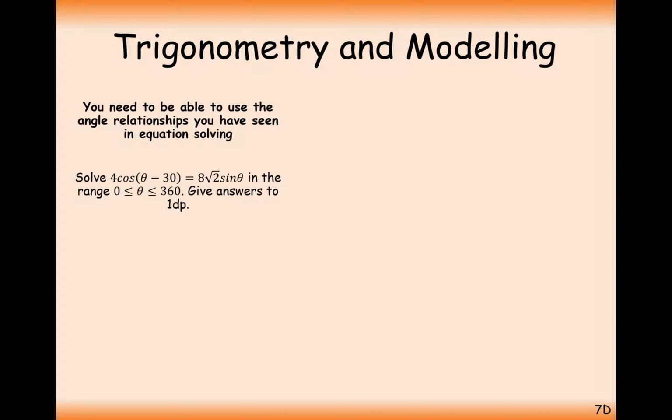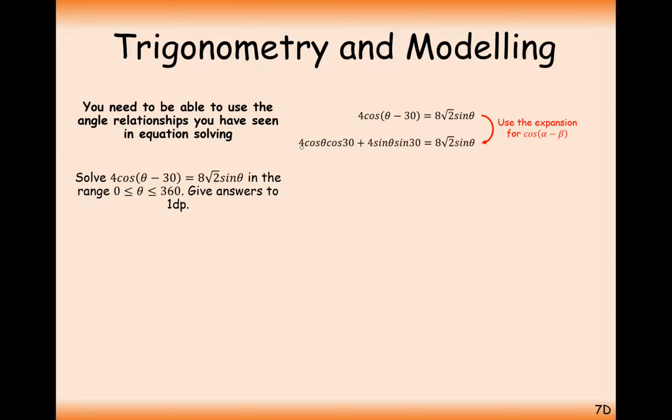So the first equation we're going to solve is 4 cos(theta minus 30) equals 8 root 2 sine theta, all answers in the given range from 0 to 360 to 1 decimal place. So where are we going to start with this? I think the left hand side here is probably a little bit trickier, so we'll expand this using the angle rule for cos. So we'll expand cos(theta minus 30).